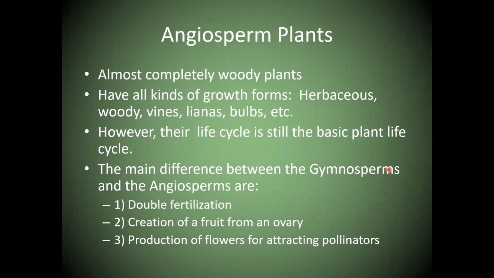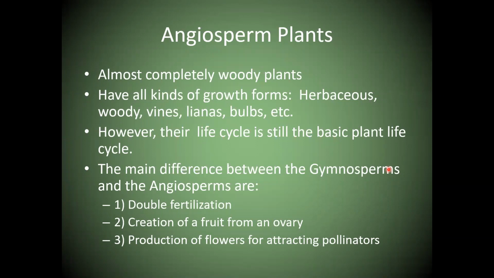And so there are lots of habits or growth forms, right? Very tall rainforest trees to extremely small, tiny shrubs and herbs that you find in a grassland, or grasses themselves, or sedges. All of those are very short, stunted growth angiosperms. However, their life cycle resembles the basic plant life cycle. The main differences between angiosperms and gymnosperms include double fertilization, right?